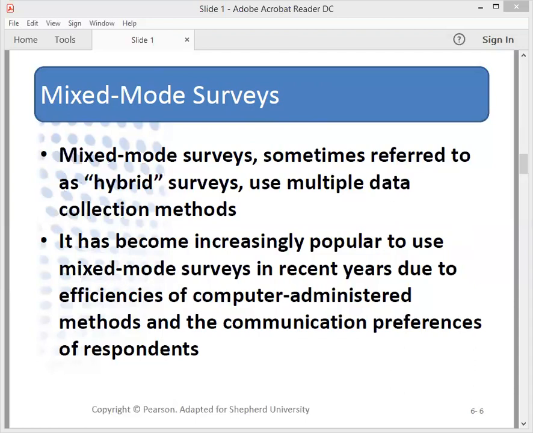The advantage of mixed mode surveys is the researchers are able to use the advantages of each of the other modes to address their disadvantages and achieve a better collection result. But one important disadvantage of using mixed mode or hybrid data collection is that complexity increases.